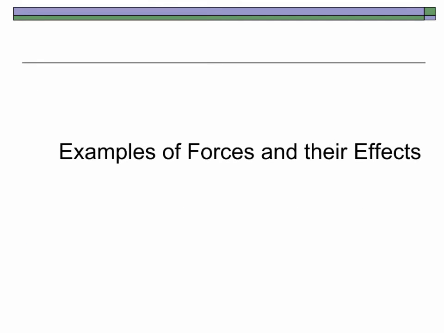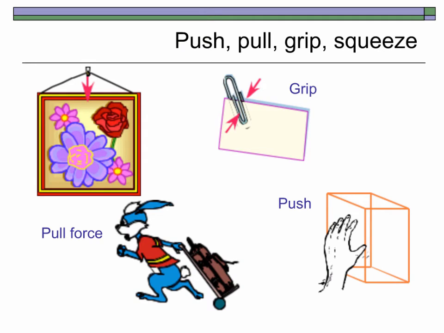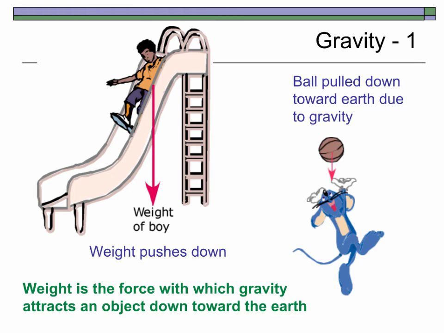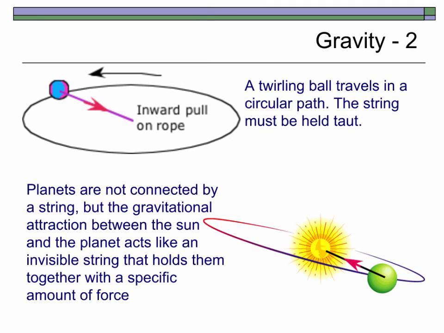So let's look at some examples of forces and their effects. A push, pull, grip, or squeeze. Pulling, hanging, pushing, those are all forces that we will consider to be tension. In this example, we have gravity pulling the buoy down, right? Weight is the force with which gravity attracts an object down toward the earth. The second form of gravity is what holds a planet in orbit. It's a centripetal force.